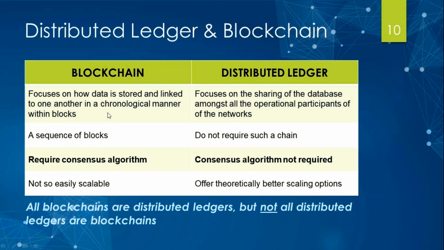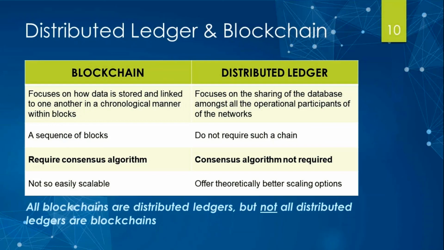Blockchain primarily focuses on how data is stored and linked to one another in a chronological manner within blocks, right? That's why blockchain is the word. It talks about ordering the data, interlinking the data to each other, and putting it in the right manner onto the blocks. Whereas distributed ledger focuses on sharing of the database amongst all the operational participants of the network. Once the block captures the transaction, the transaction is validated by different peers, validated transactions are captured on the blockchain, and then they are ordered in a chronological manner.